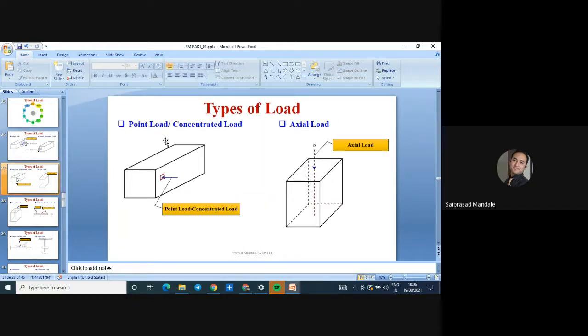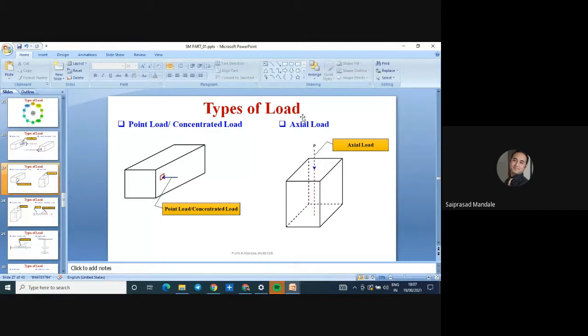Then point load. Point load is also known as a concentrated load. This point load is very important, as somebody has studied that in engineering mechanics. Point load: when the intensity of load is at one point only, in that case the load is said to be a point load or concentrated load.